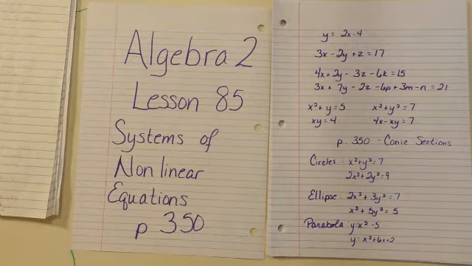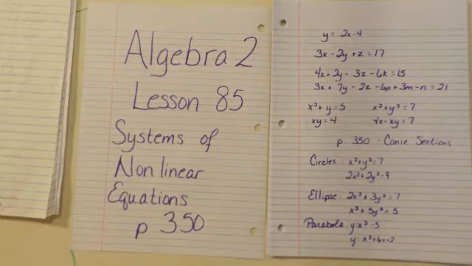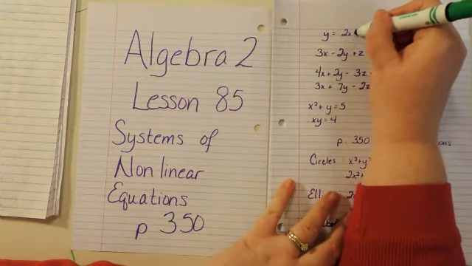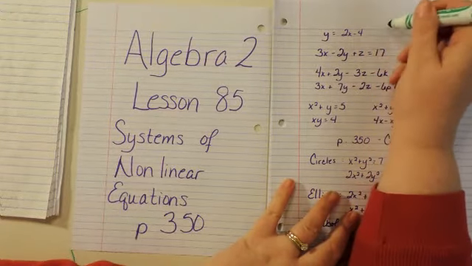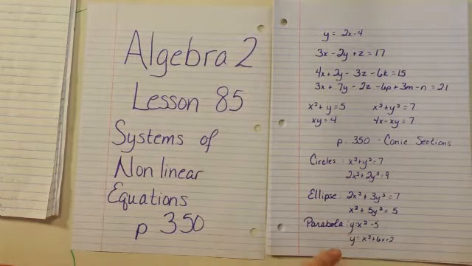The graph of a first-degree polynomial equation in two unknowns is a straight line. So we have y equals 2x minus 4. If we graph this, it'll be a straight line. And we call that a linear equation.